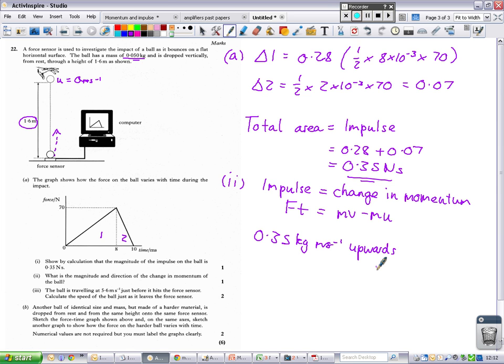Part 3. The ball is travelling at 5.6 meters per second just before it hits the force sensor, so that's your initial speed, that's u. Calculate the speed of the ball just as it leaves the force sensor. Well, impulse, as we've written up there, is equal to change in momentum, which means Ft is mv minus mu. So that's 0.35 for impulse equals your mass of 0.05 kilograms multiplied by v, which you don't know.